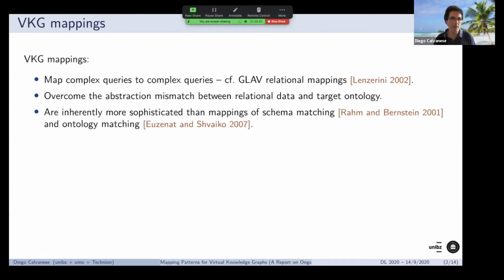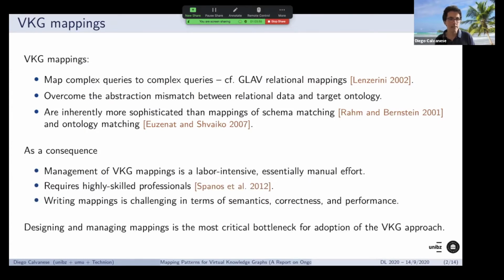And such mappings are also inherently more sophisticated than mappings used in other scenarios where one matches or combines different sorts of schemas, for example, in schema matching and ontology mappings, where mappings are also studied. And as a consequence of the combination of these aspects, it turns out that management of VKG mappings is labor intensive and essentially a manual effort.